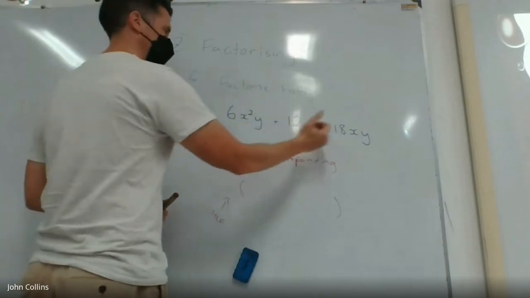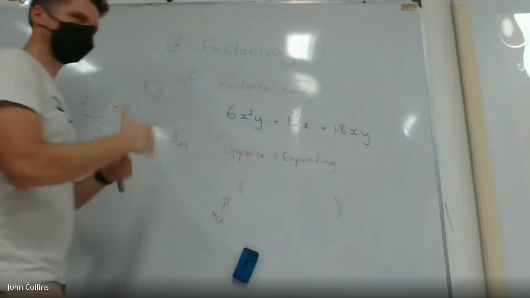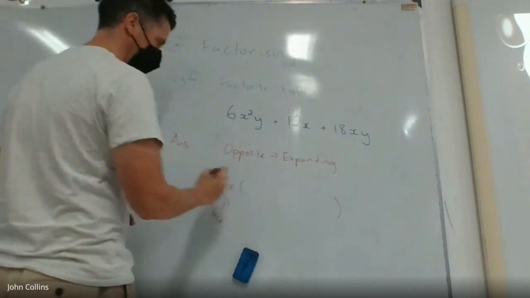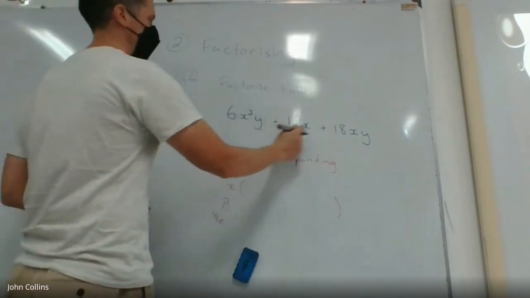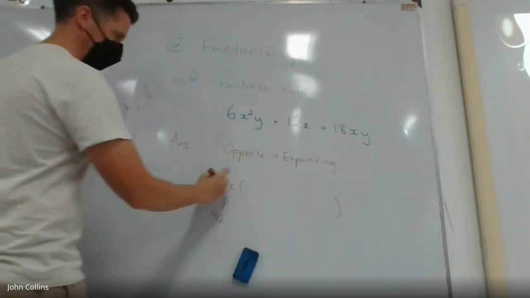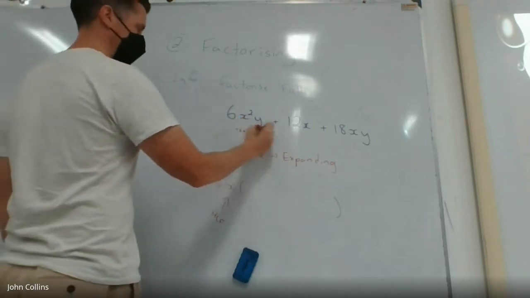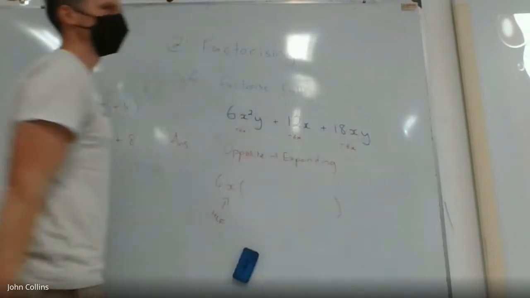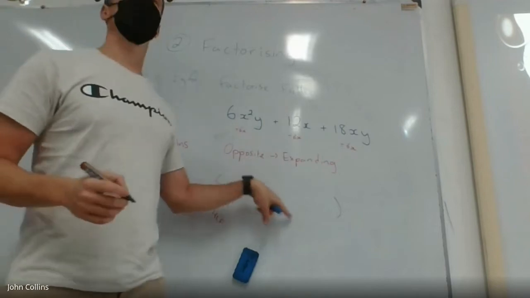What letter is in all three? x. There's y in these two, but not in the middle one, so that doesn't count. So x is definitely common. Well, it's a common factor. And what number then divides into 6, 12, and 18? 6. So we're saying that 6x divides evenly into all these three, as it is a factor of all three. And it does. We need to figure out now what's left behind in the bracket.